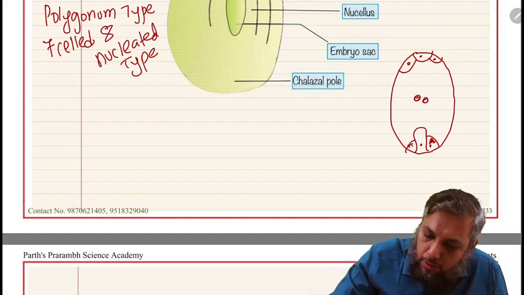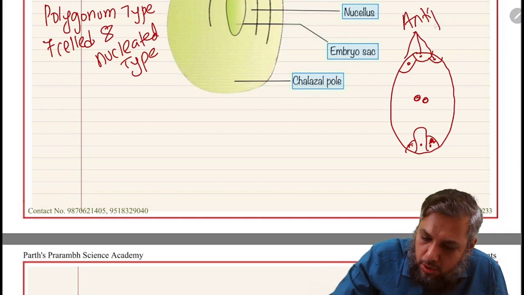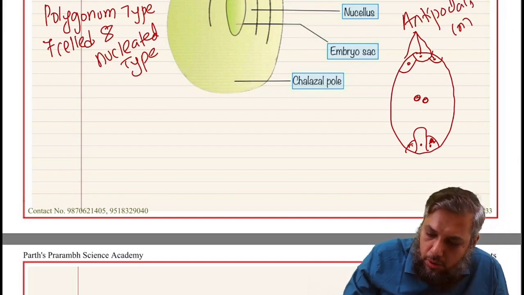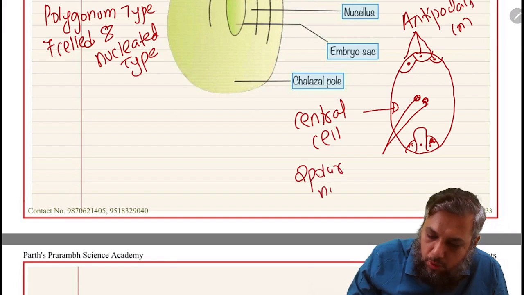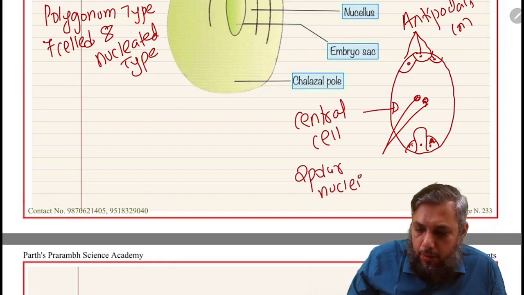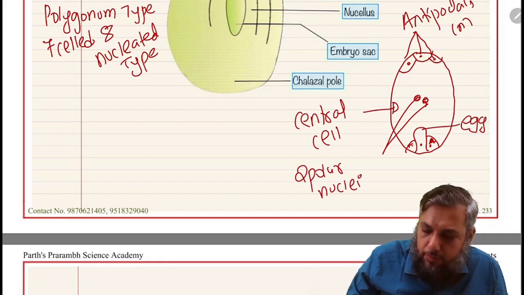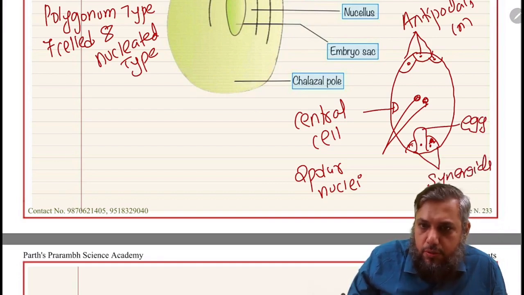where the embryo sac shows the presence of 3 cells, which are called the antipodals. They are haploid, towards the chalazal end. In the center, there is a large cell called the central cell. It is binucleate, showing the presence of 2 polar nuclei. Towards the micropylar end, I see the presence of an egg with 2 cells, which are called synergids.